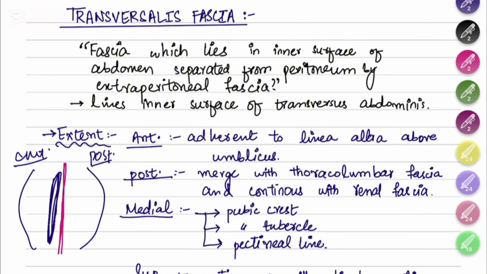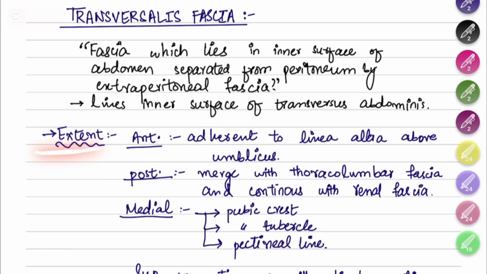And inside the abdomen is the peritoneum, and in front of the peritoneum is the extraperitoneal fascia. This is how we say transversalis fascia is separated from the peritoneum by the extraperitoneal fascia. For example, here this is the transversus abdominis muscle and this is the peritoneum. Behind the transversus abdominis muscle is the transversalis fascia, and it is separated from the peritoneum by the extraperitoneal fascia.